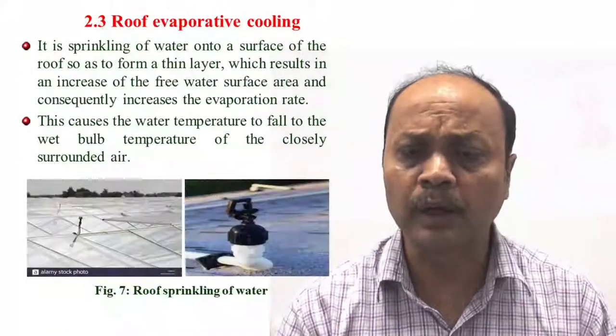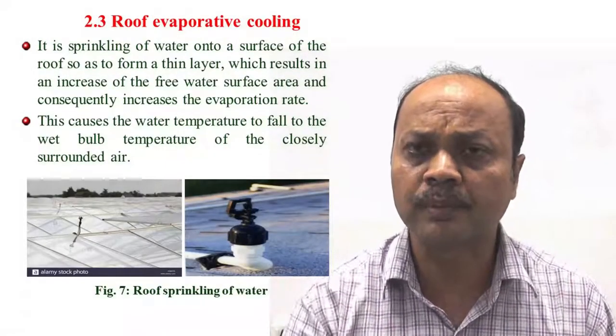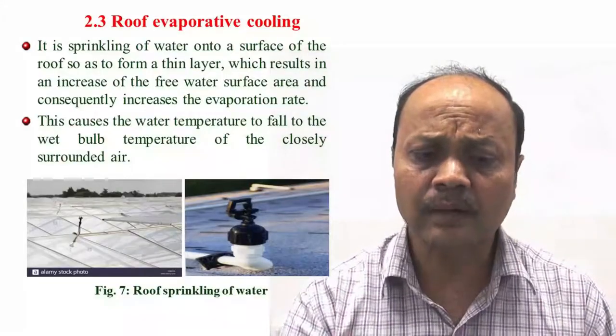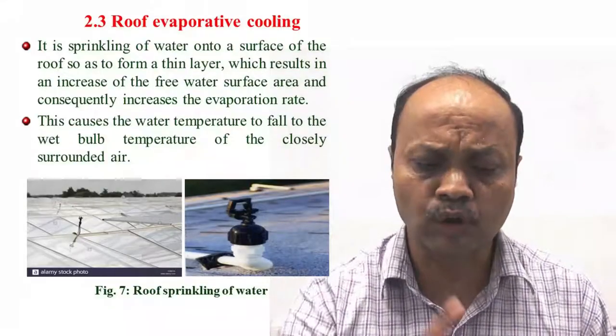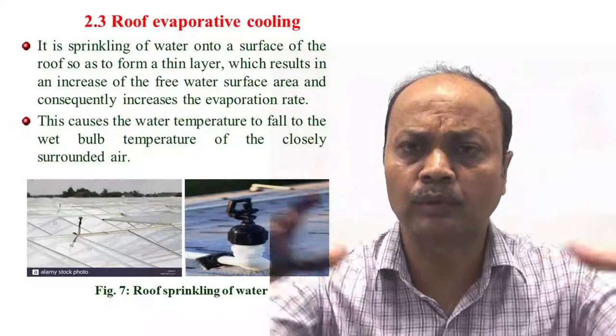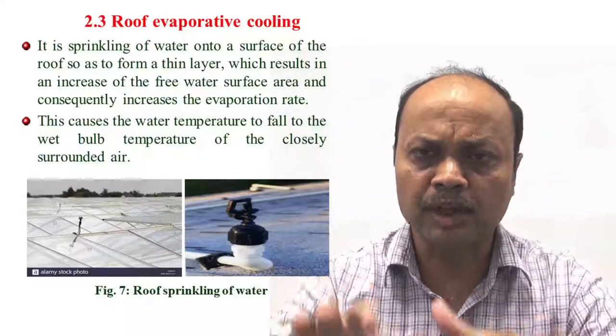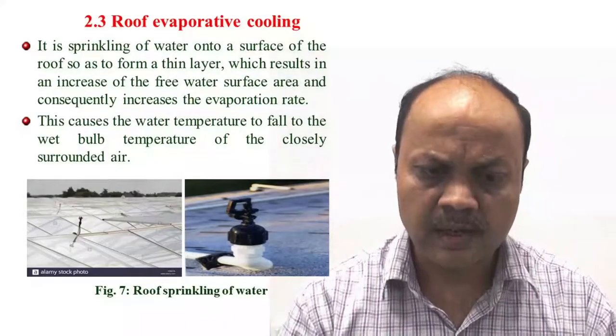Okay, then the roof evaporative cooling. Here also the evaporative cooling principle is there, as in both the cases we have discussed. Here what we are doing is, on the top of the greenhouse, you are sprinkling water on the cladding material, and due to evaporative cooling, the temperature inside the greenhouse decreases.